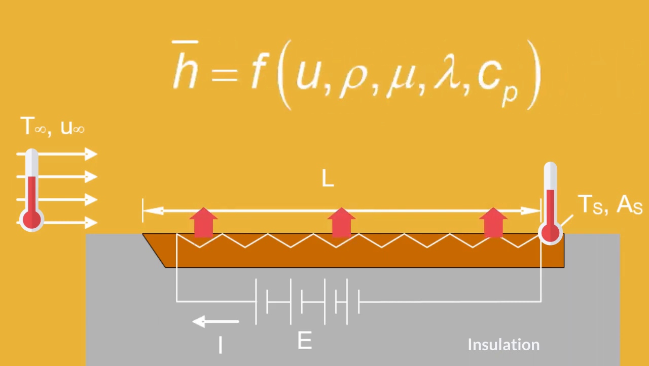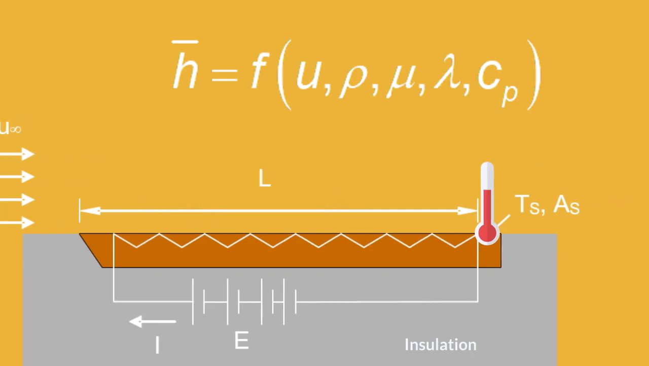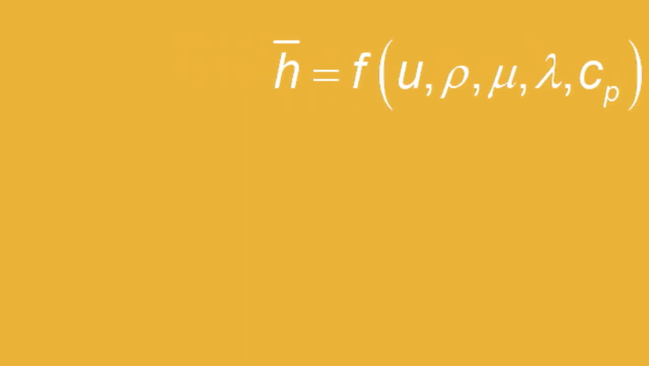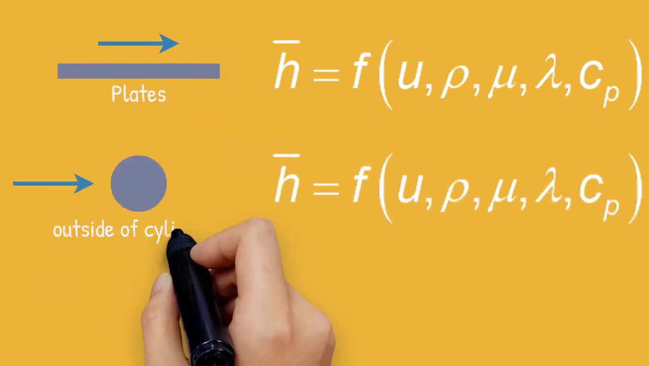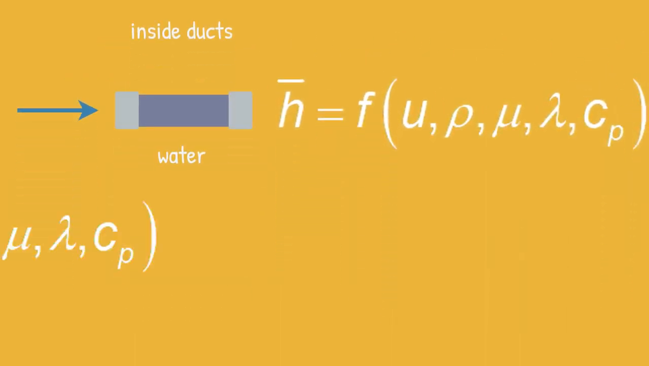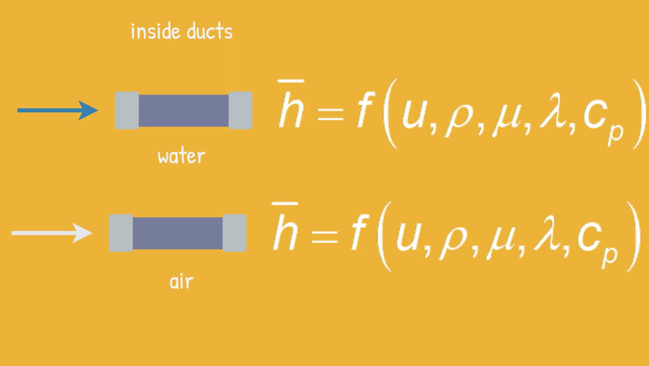As the convection coefficient depends on the velocity of the fluid and its properties, we must carry out experiments with different operating conditions. The first thing we notice is that what we can measure are not local coefficients, but an average value of the convection coefficient for the entire plate. And the second thing we can observe is that we will obtain different values of the coefficient depending on how the fluid circulates over the solid and what its properties are. So it will be different for plates than for ducts. And different depending on the fluid, for example, air or water.